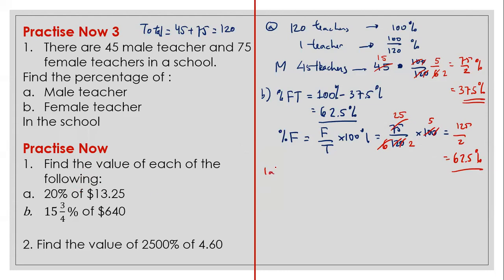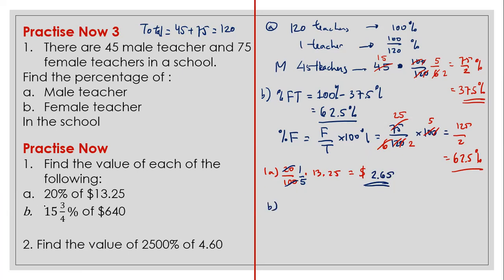So for 1a, 20%, 20 over 100 as always. Of is times 13.25, right? So it is dollar something. If you use your calculator, you will get the answer. Or if you don't have a calculator, you just simplify the fraction: 1, 5, and then 13.25 divided by 5. Without a need of calculator, you will get it, but if you want to use a calculator, up to you.